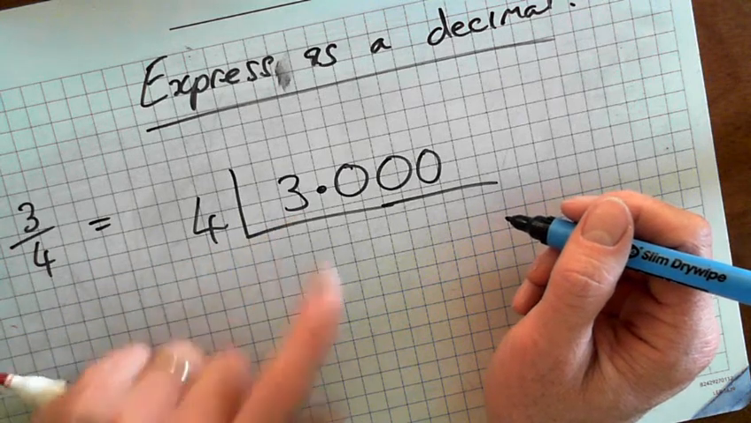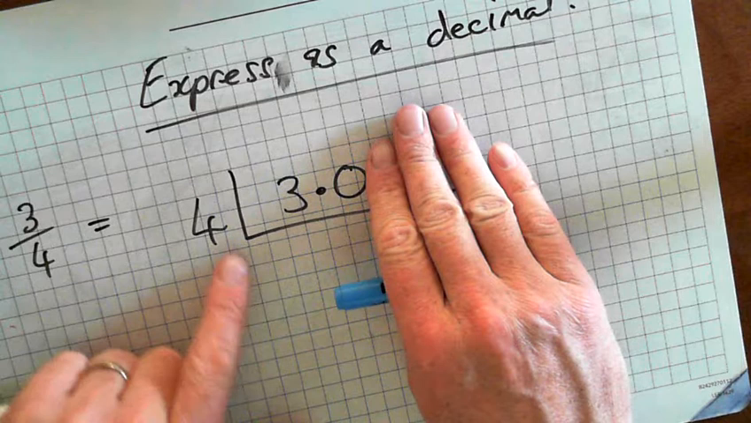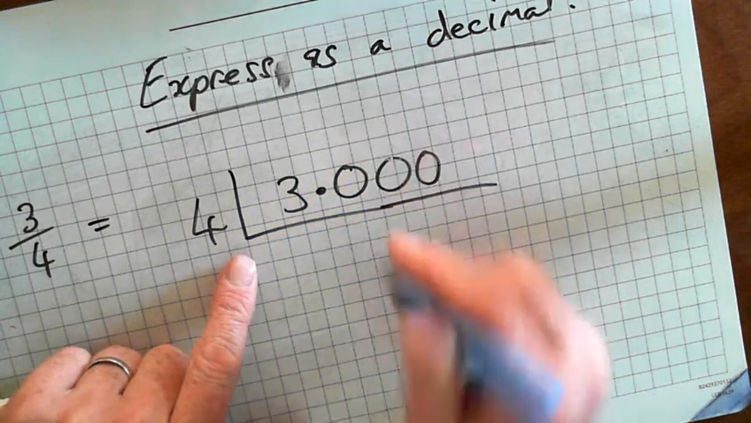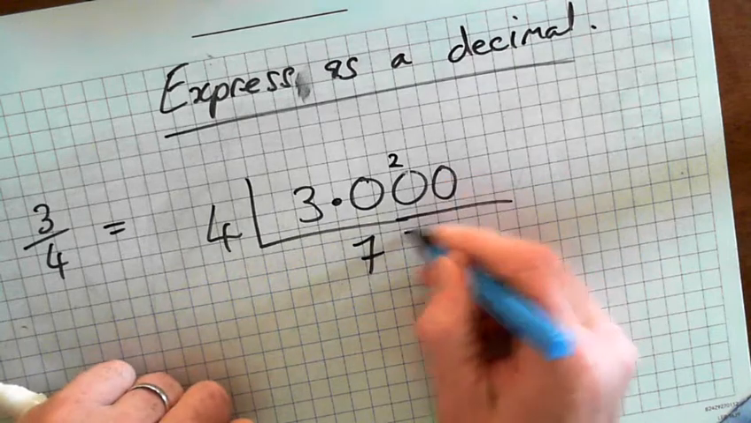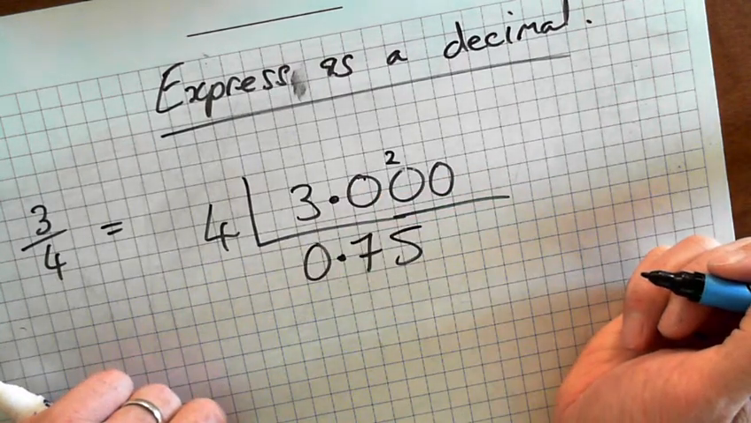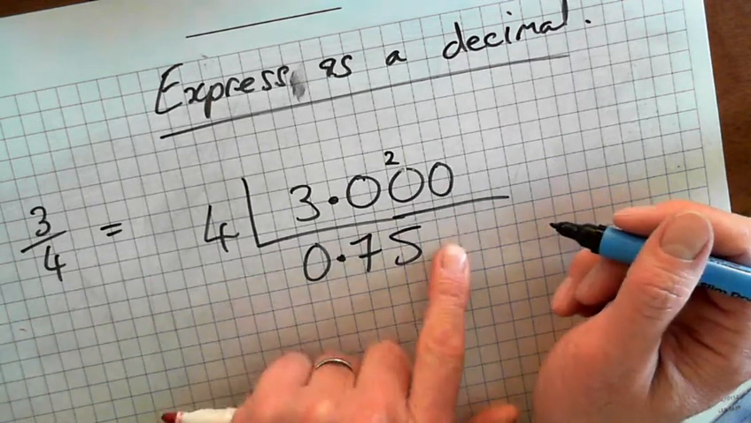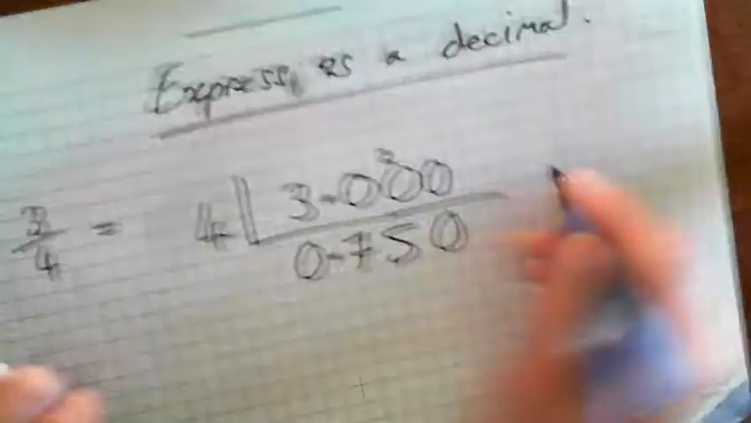Okay, so 4 and 3 won't go. 4 into 30. 4 sevens are 28. 2 over, isn't it? 4 into 20 goes 5. The decimal is there and the answer is 0.75. There's no need to go any further. 4 into 0 won't go, so you'll get a 0 there.